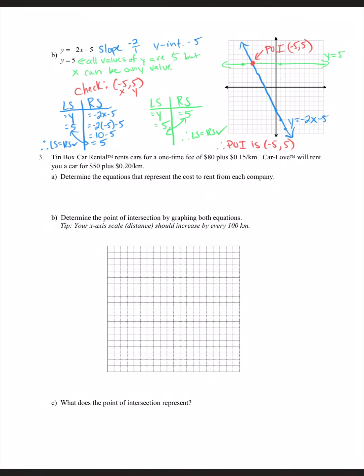Okay, so we're determining the equation of the cost, so we need to figure out the cost, but the cost is going to be determined by a couple things. It's going to be determined by that one-time fee, plus it's going to be determined by how far you drive. So we need to have some variables that are going to represent that information for us. So let's let C represent the cost of the rental.